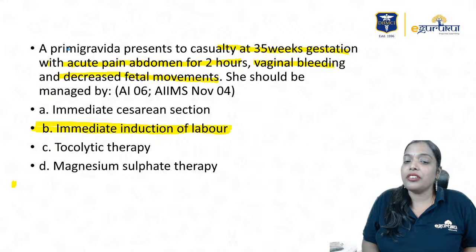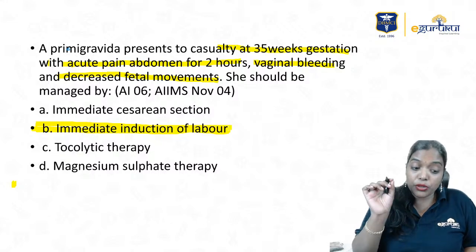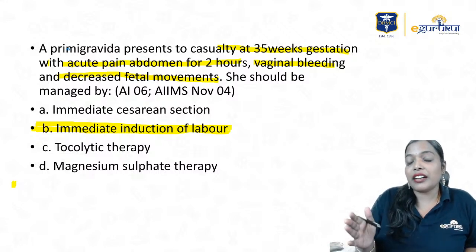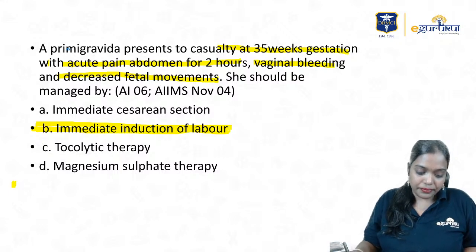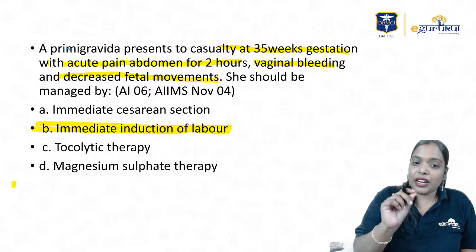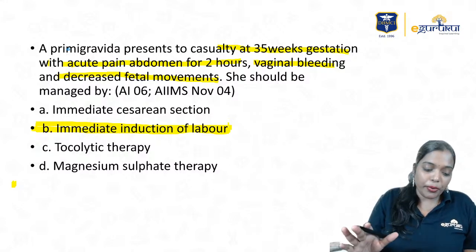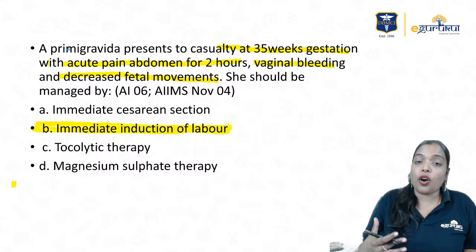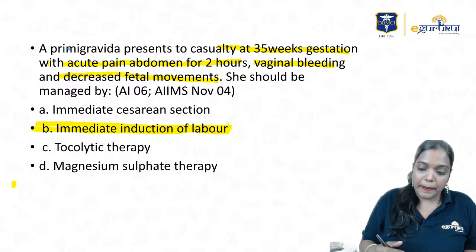So how should you manage her? You have to manage her by immediate induction of labor. Reduced fetal movements does not mean she's having fetal distress. Unless they mention fetal distress, you should not consider it as distress. Okay? So all of you understood that it is just to confuse you, to misguide the answer. So I hope you all understood. She's having reduced fetal movements because she's not able to perceive the movements as there are continuous contractions.